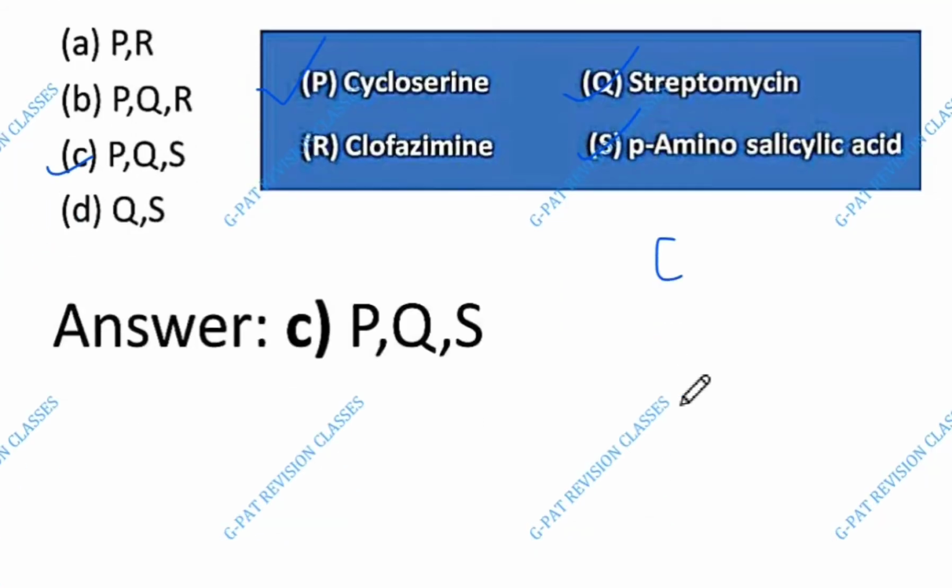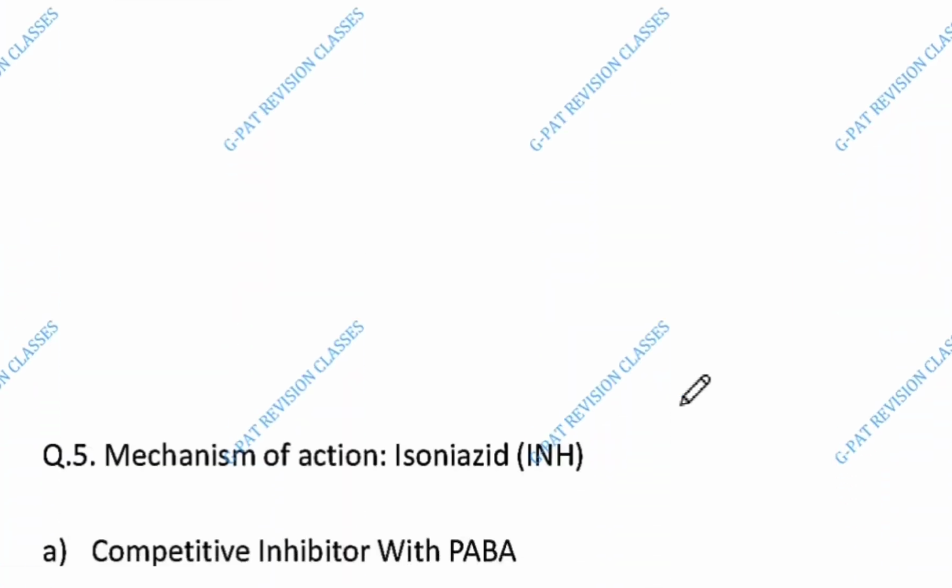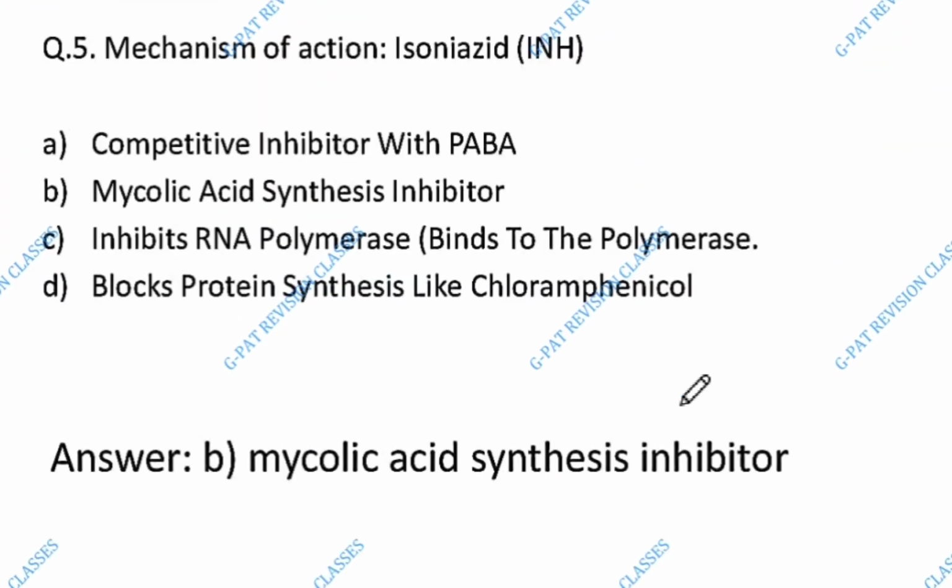Next is question number 5. Mechanism of action of isoniazid, short form INH. The answer is B, mycolic acid synthesis inhibitor.